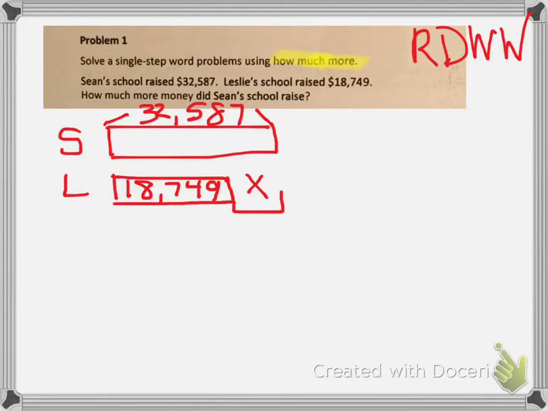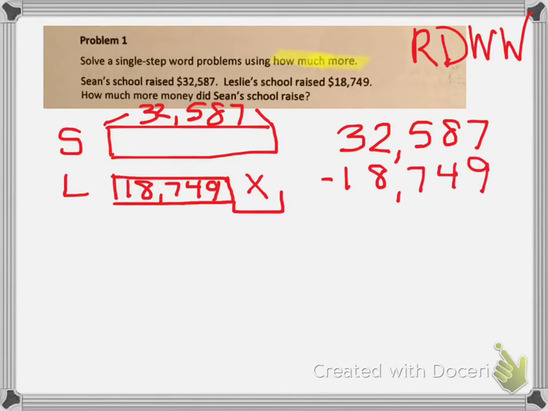All right, when we find the difference, we need to subtract. So I'm going to set up a subtraction problem. The bigger number is always going to go on top. So I'm going to set it up: 32,587 take away 18,749.